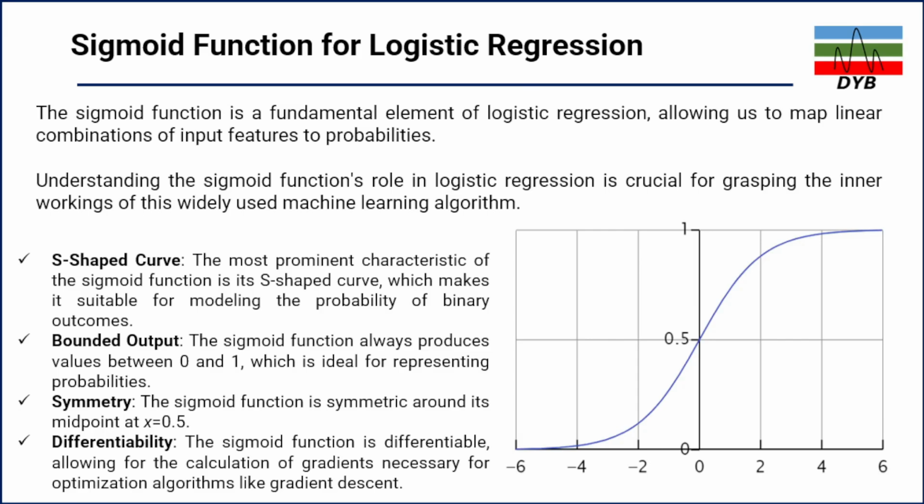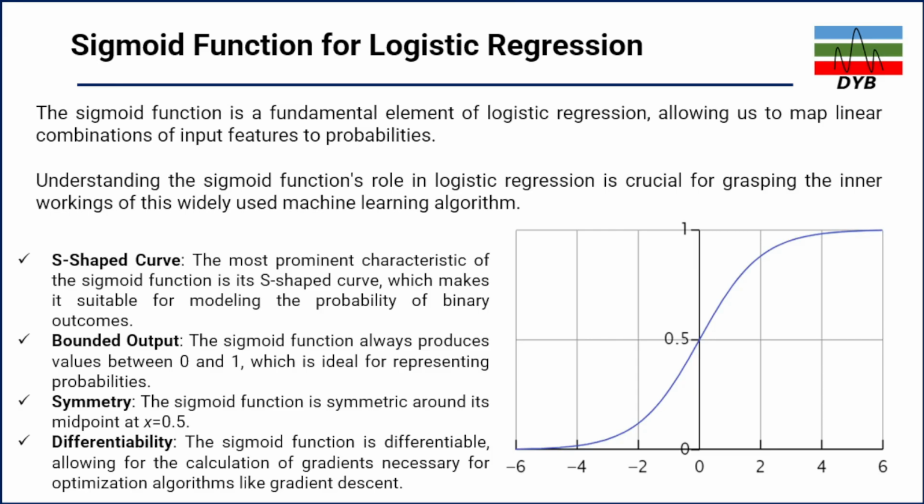The first thing is that it is an S-shaped curve. The most prominent characteristic of the sigmoid function is the S-curve shape, which makes it suitable for modeling the probability of a binary outcome, 0 and 1, in between 0 and 1. The second property is the bounded output. The sigmoid function always produces a value between 0 and 1, which is ideal for representing probability, because in probability we are looking at 0 and 1. If it were an arbitrary number, then it would probably have more complications.